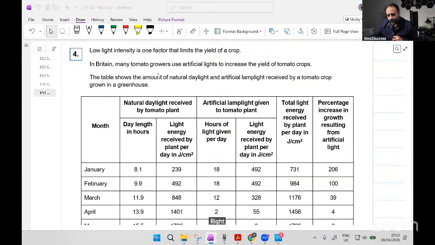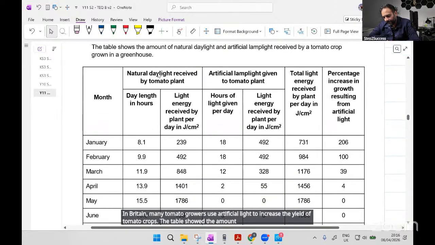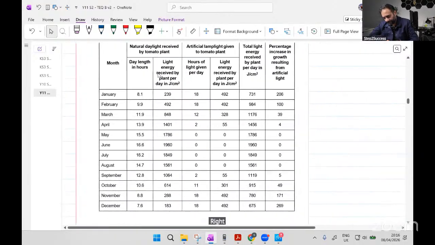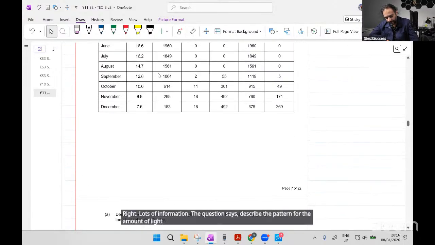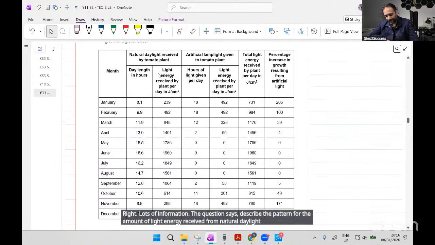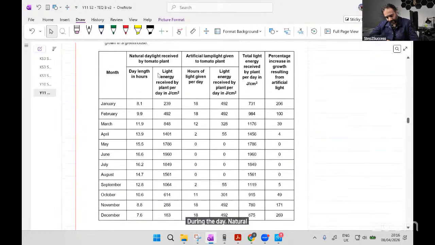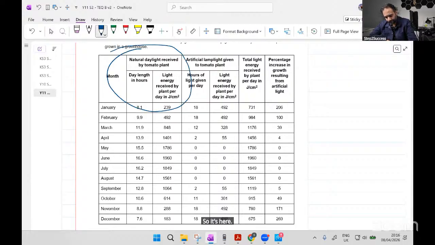Right. Low light intensity is one factor that limits the yield of a crop. In Britain, many tomato growers use artificial light to increase the yield of tomato crops. The table shows the amount of natural daylight and artificial lamplight received by a tomato crop in a greenhouse. Right, lots of information. The question says, describe the pattern for the amount of light energy received from natural daylight by a tomato plant during the day. Natural daylight, so that's here, during the day. Describe the pattern.